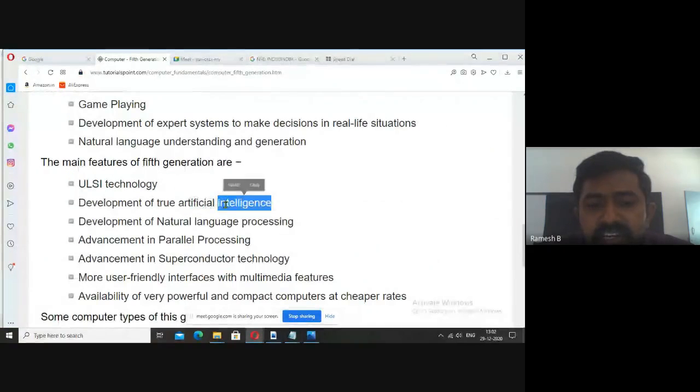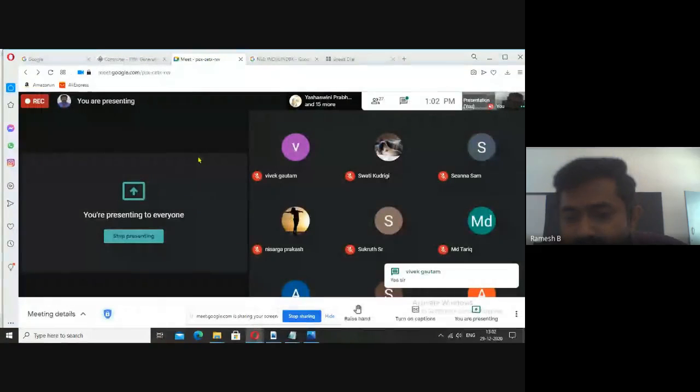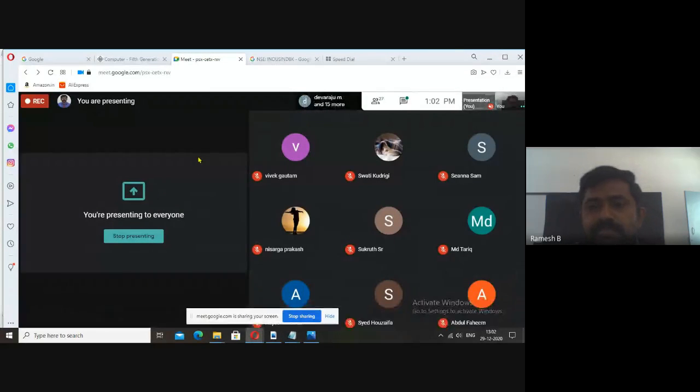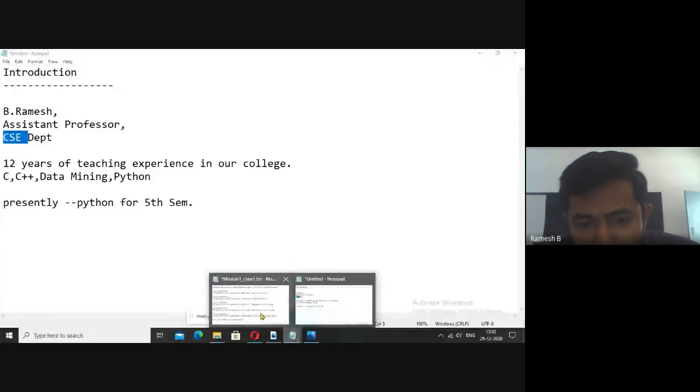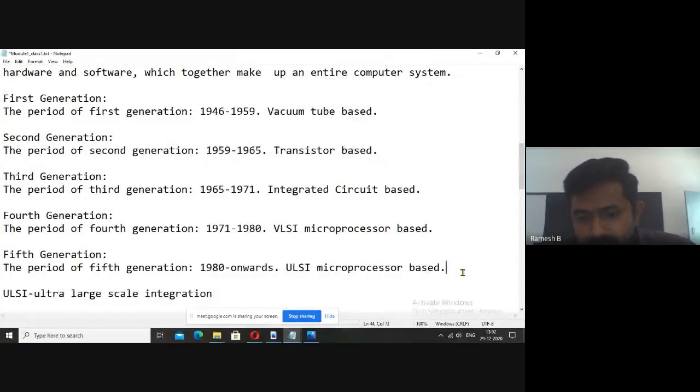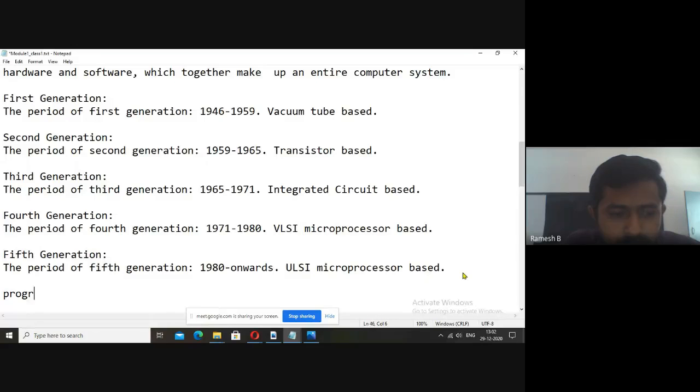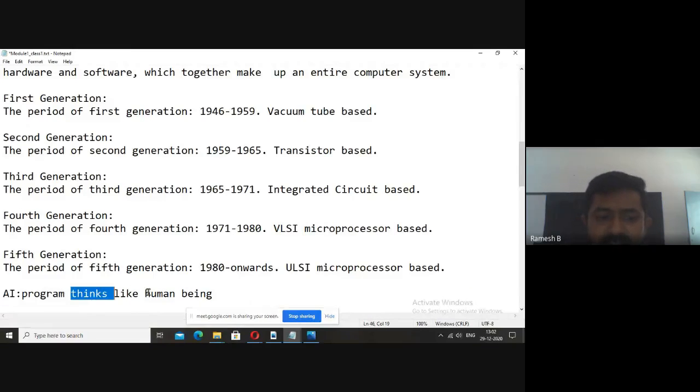It is used in artificial intelligence. Present fifth generation computers. Can anyone tell what is artificial intelligence? It is an advanced way of technology used to create new apps and developments. I'll give my definition. A program that thinks like a human being. This is the definition for AI. Artificial intelligence stands for a program thinking like a human being.